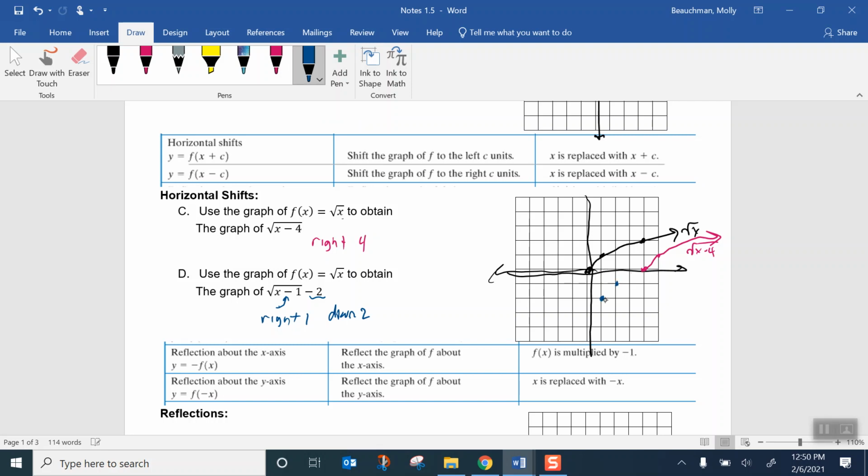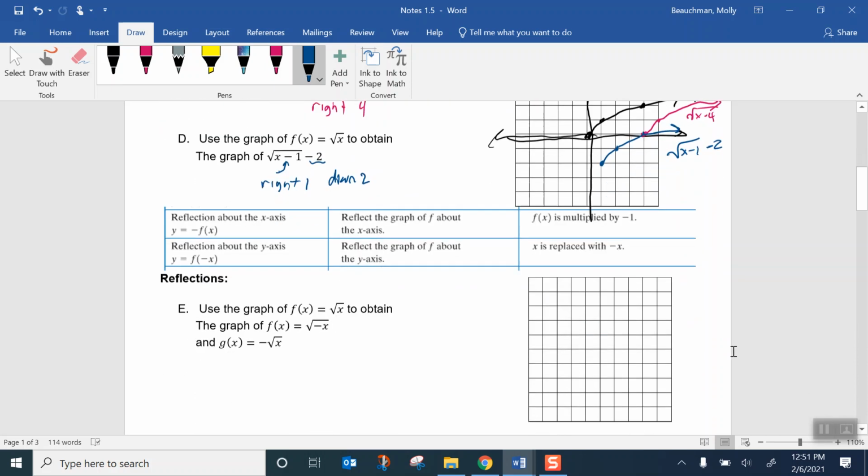And when we do that, then we're going to recreate the graph to the right 1, down 2. So that's the square root of x minus 1 minus 2. So also check your work in Desmos to make sure that your graphs are correct. Okay? So we can move a graph up, down, right, left without changing the shape.